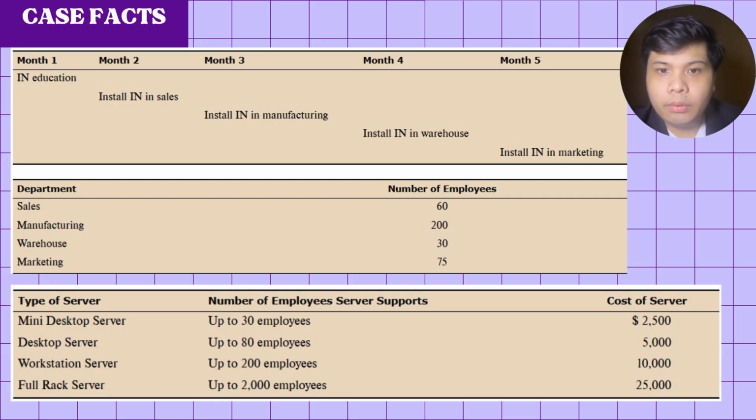Now, for a brief overview of the case, Bentley Hamilton, a senior executive at Communicorp, urgently addresses his team due to a severe internal communications breakdown between departments. Hamilton reveals that departments like sales, marketing, manufacturing, and warehousing operate in silos, leading to inefficient production and order fulfillment. Now, he announces a phased implementation of a company-wide intranet over 5 months.